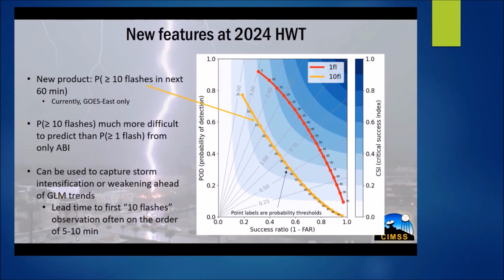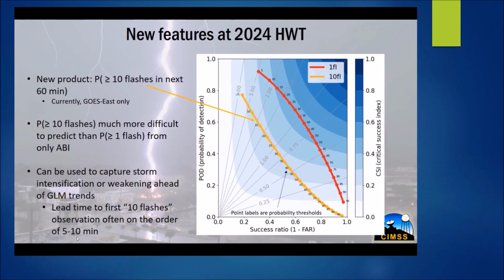There is a new product this year, a probability of greater than 10 flashes in the next 60 minutes. Currently, this is done for GOES East only. This figure shows that that's a lot harder to do. So the CSI is much smaller. But consider using this to capture weakening or strengthening ahead of GLM trends.